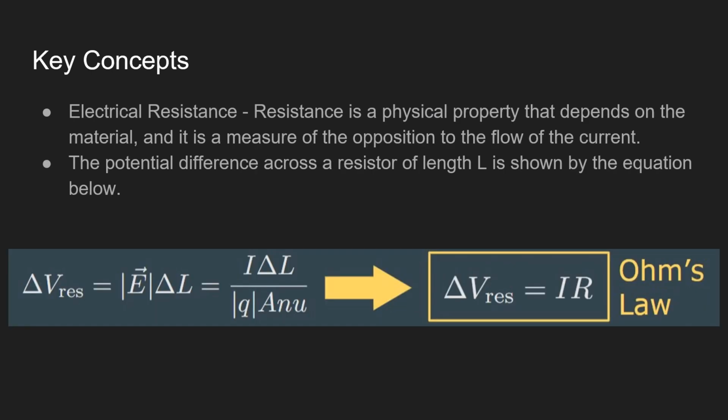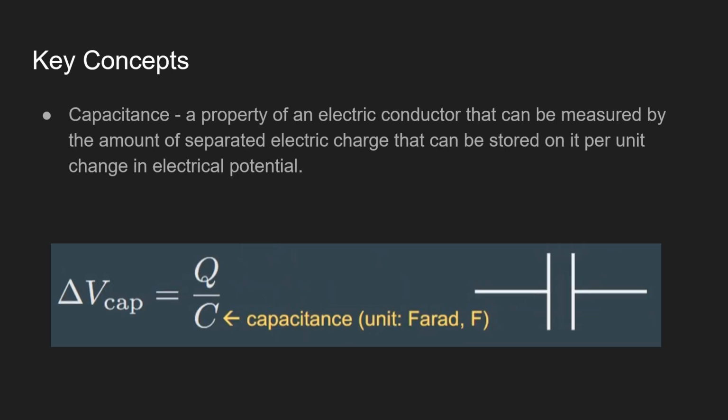Additionally, electrical resistance is a physical property that depends on the material, and it is a measure of the opposition to the flow of the current. And the potential difference across a resistor of length L is shown by the equation below. Capacitance is a property of an electric conductor that can be measured by the amount of separated electric charge that can be stored on it per unit change in electrical potential, and the equation is also below.